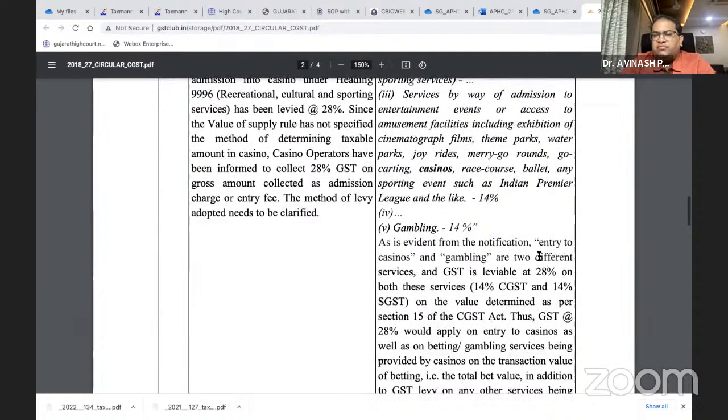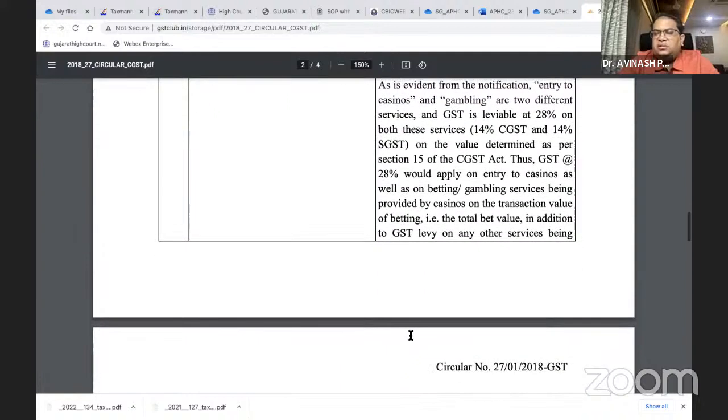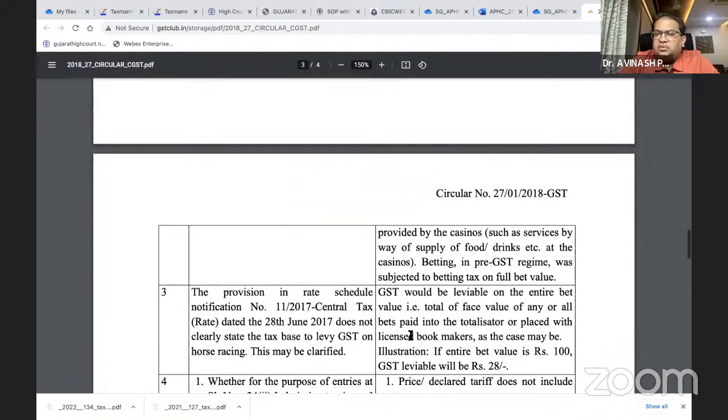As is evident from the notification, entry to casinos and gambling are two different services, and GST is leviable at 28% on both these services on the value determined as per section 15 of the CGST Act. Therefore, GST at the rate of 28% would apply on entry to casinos as well as on betting gambling services being provided by casinos on the transaction value of betting. That is the total bet value, in addition to GST levy on any other services being provided by the casinos, such as services by way of supply of food, drinks, etc.